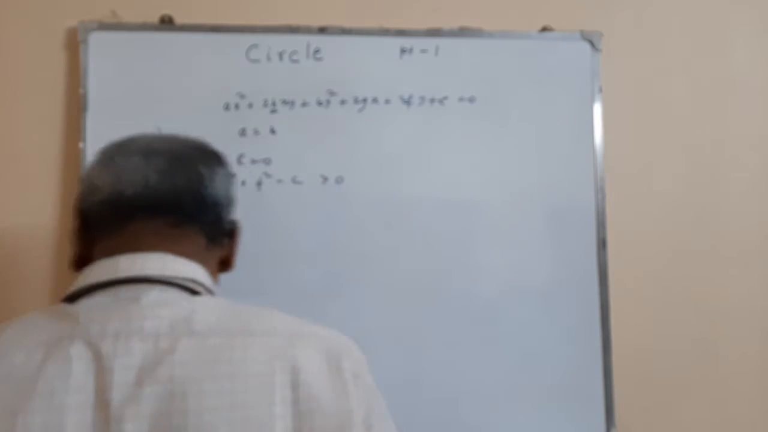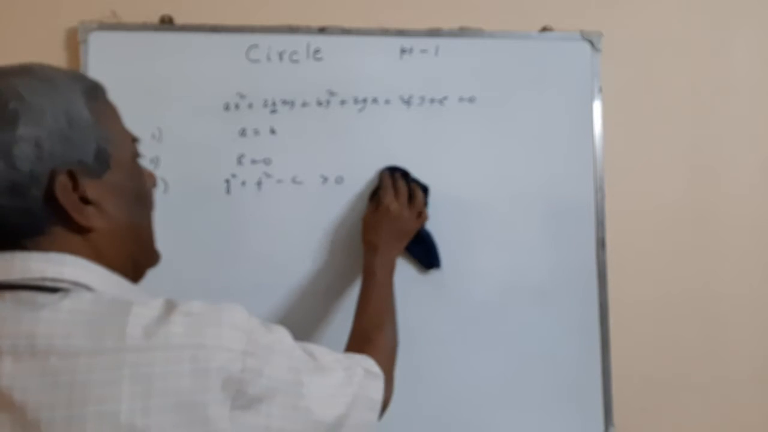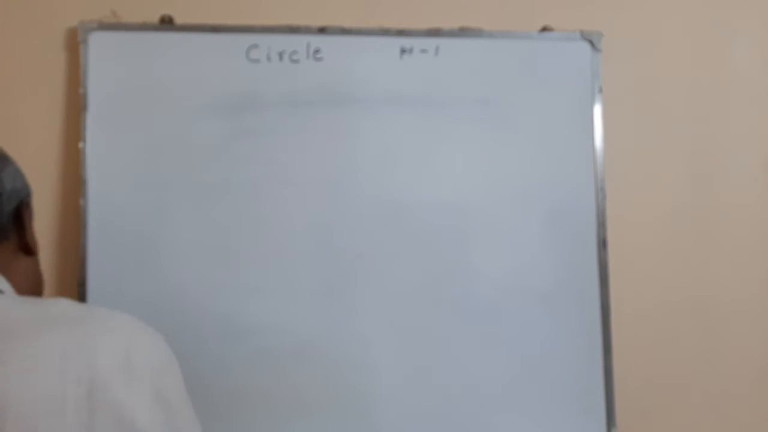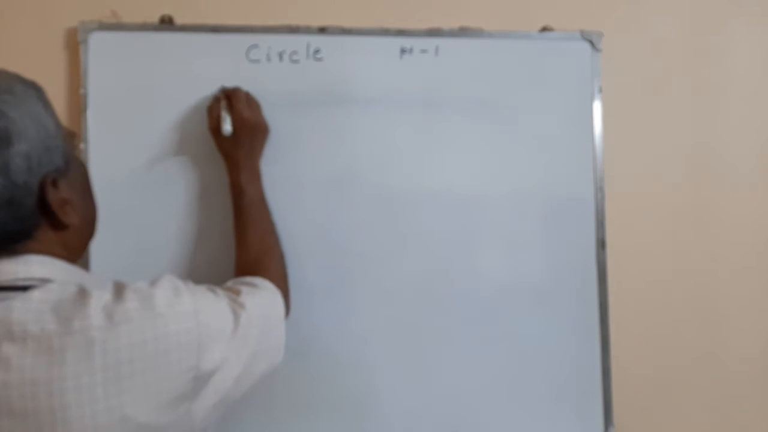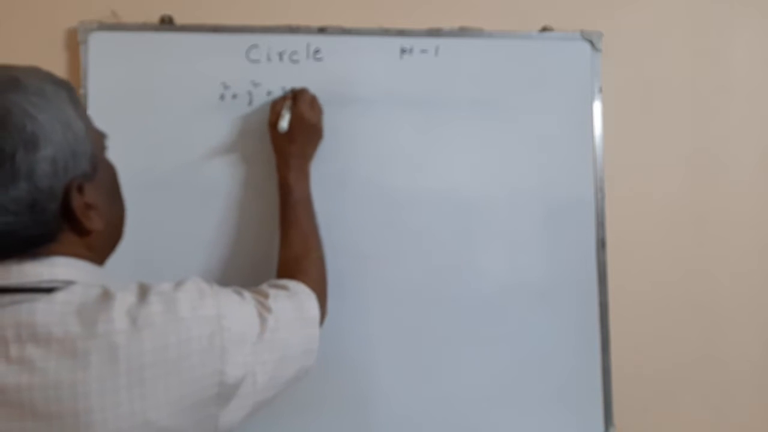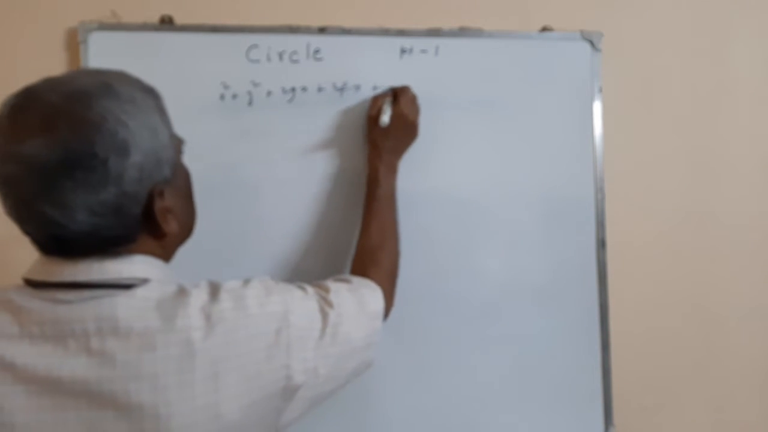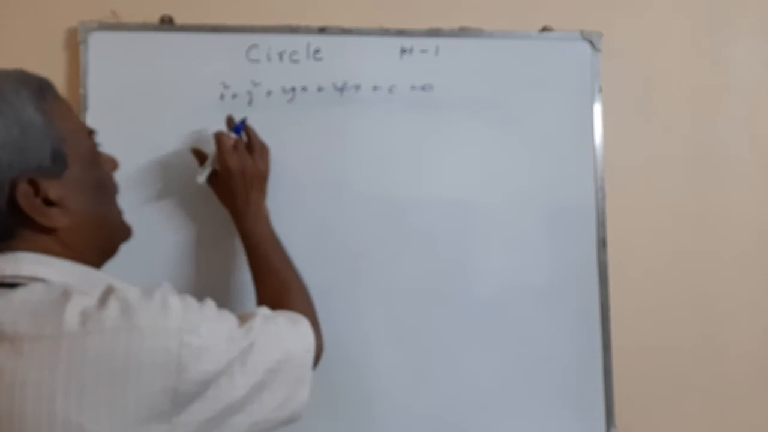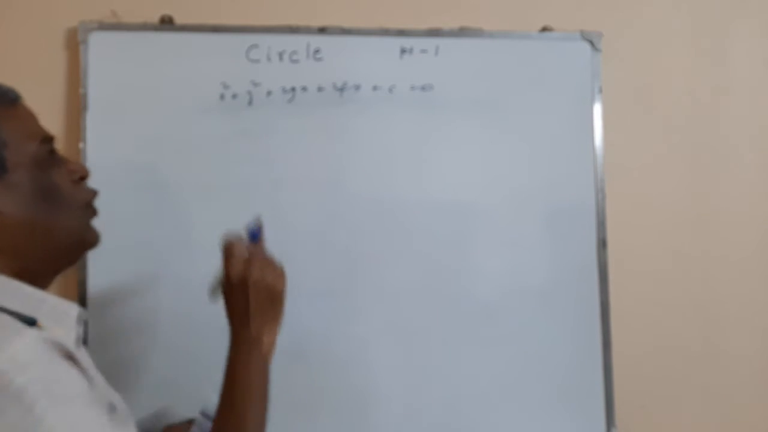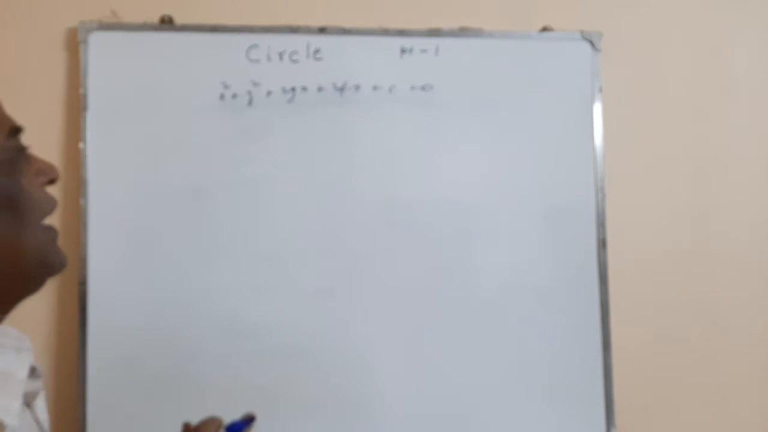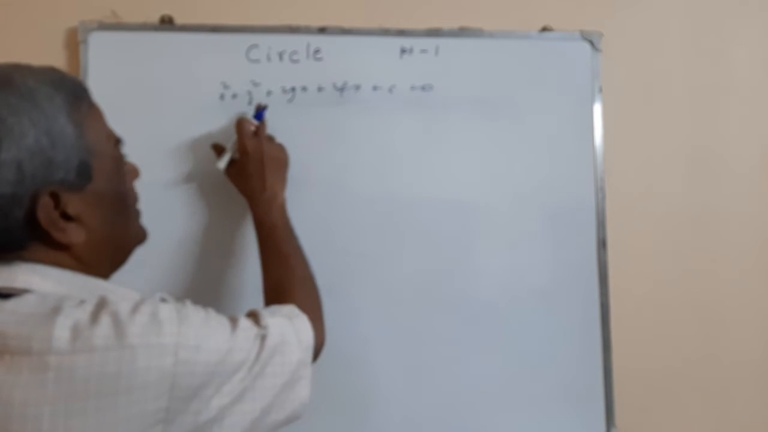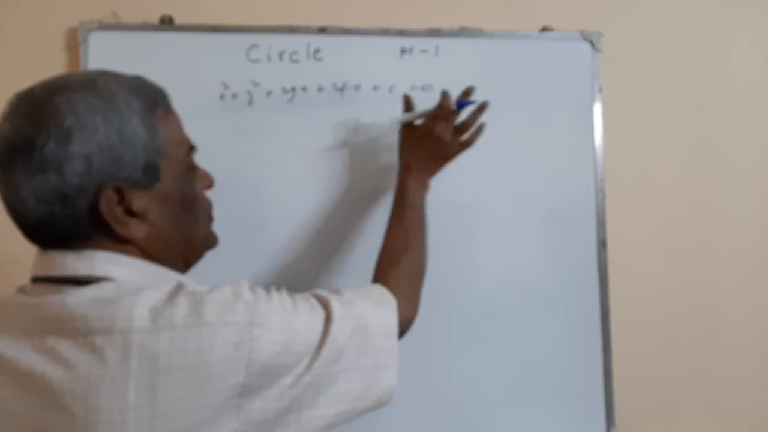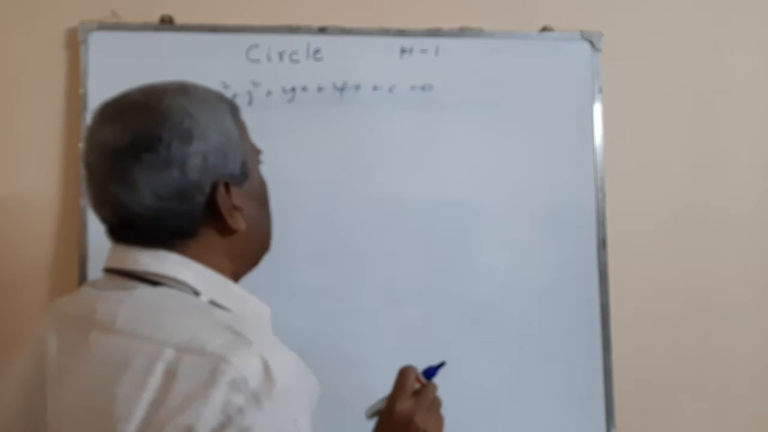Every circle must have a center and a radius. So if this is the equation of a circle, x square plus y square plus 2gx plus 2fy plus c is equal to 0, this is a second degree equation. It is a circle because the coefficient of x square and the coefficient of y square are the same, both 1. The xy term is absent here. No xy term is present there. And if g square plus f square minus c is positive, then it will represent a circle.